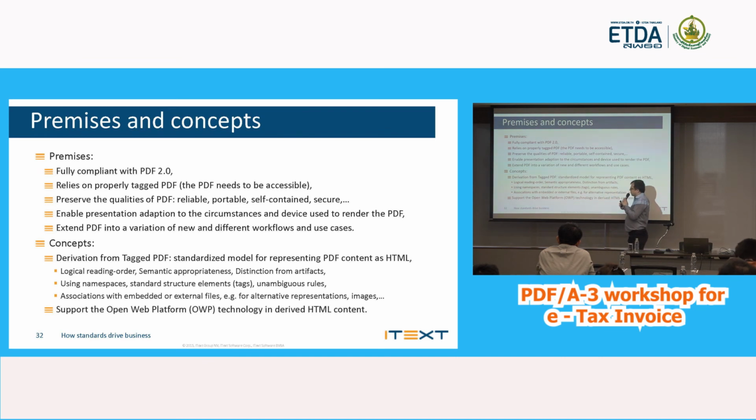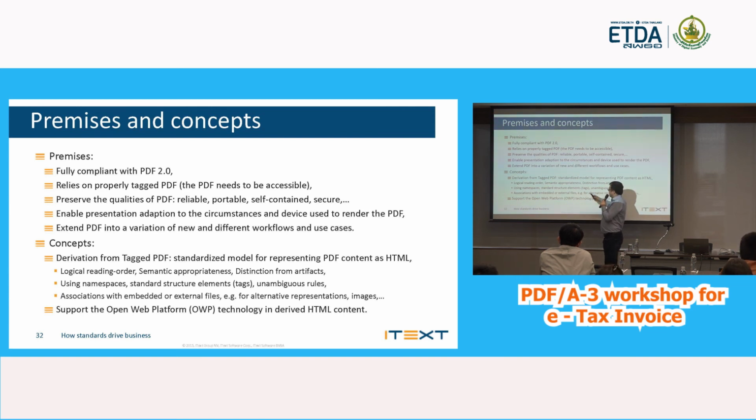Semantic appropriateness, so that a title is recognized as a title, a paragraph is recognized as a paragraph, and distinction from artifacts. What are artifacts? Well, you don't want a PDF to be read out loud where you have the headers with the page numbers. If you have a paragraph that is distributed over 2 pages, you want the paragraph to be read out loud without having a page number in between. So page numbers are artifacts. They don't need to be read out loud.